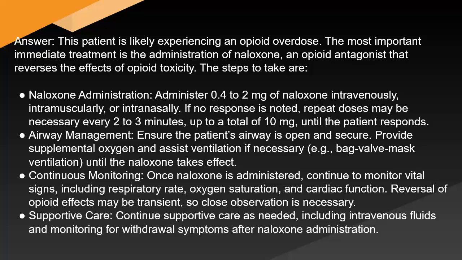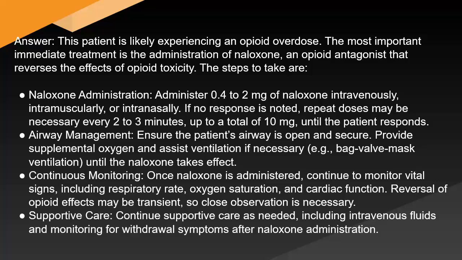The most important immediate treatment is the administration of naloxone, an opioid antagonist that reverses the effects of opioid toxicity. The steps to take are: naloxone administration. Administer 0.4 to 2 mg of naloxone intravenously, intramuscularly, or intranasally. If no response is noted, repeat doses may be necessary every 2 to 3 minutes up to a total of 10 mg until the patient responds.